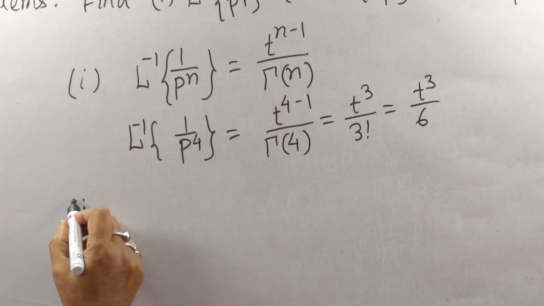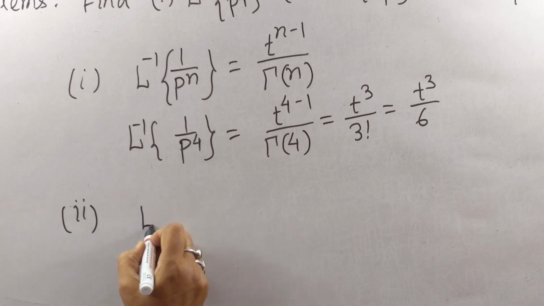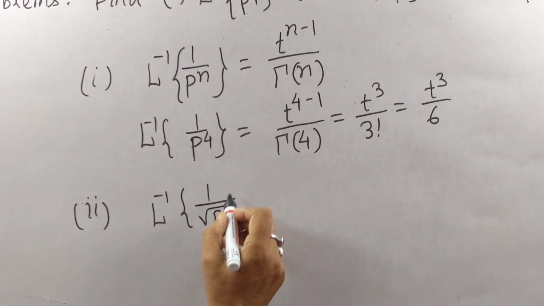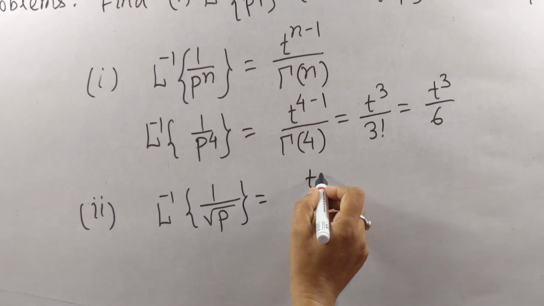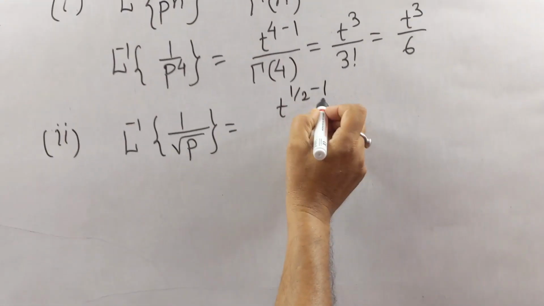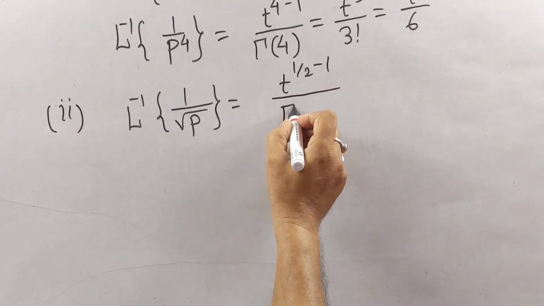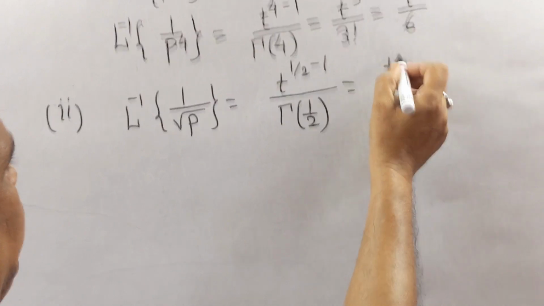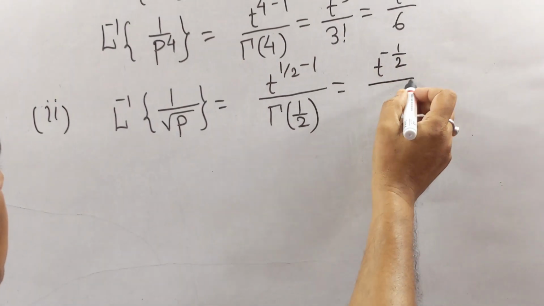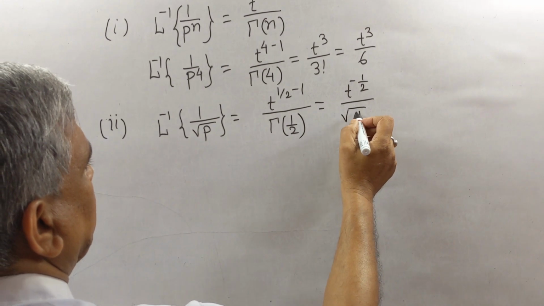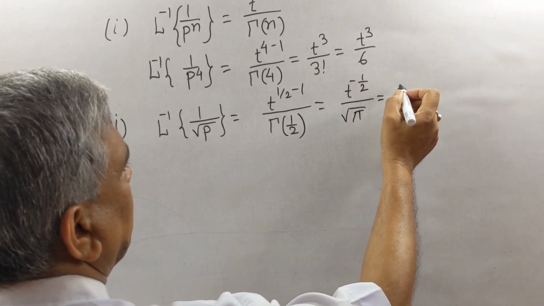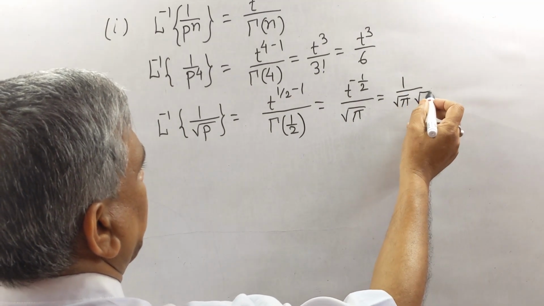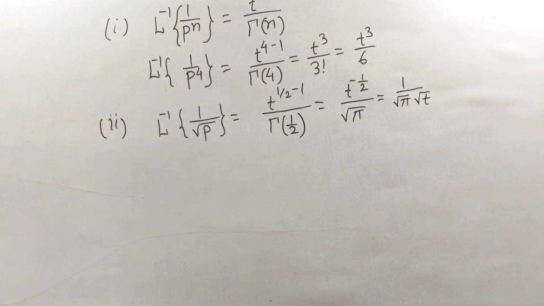Number 2. L inverse 1 by square root p equal to t to the power (half minus 1) by gamma half, equal to t to the power minus half by square root pi, equal to 1 by square root pi square root t. Number 3.